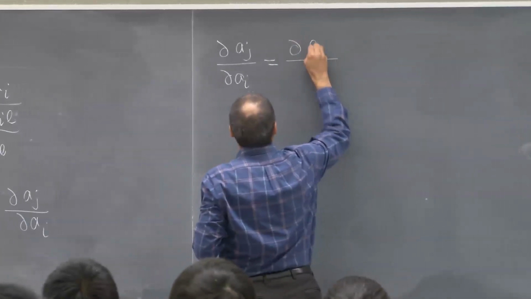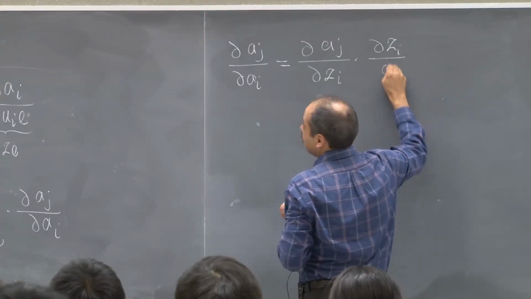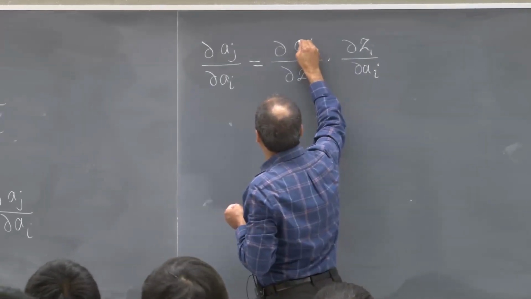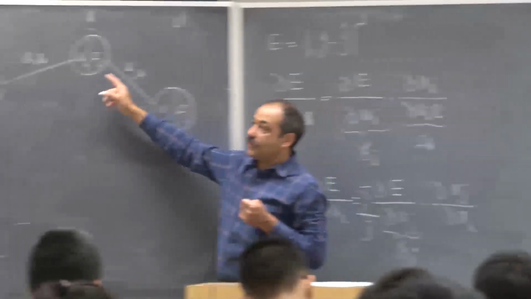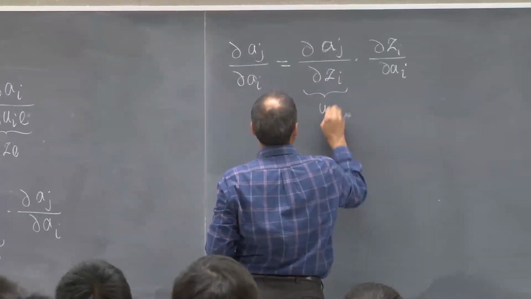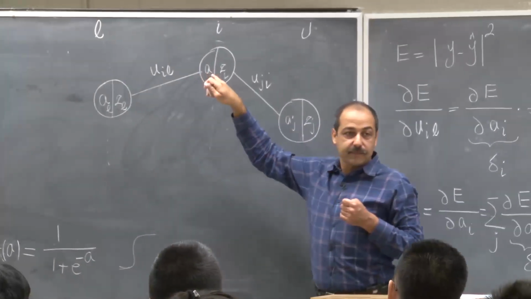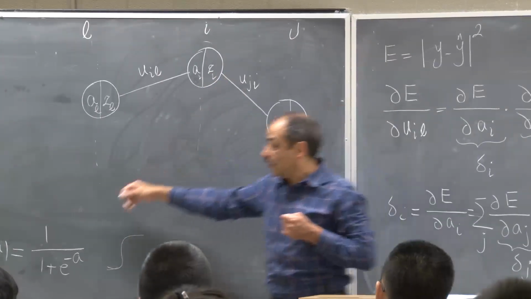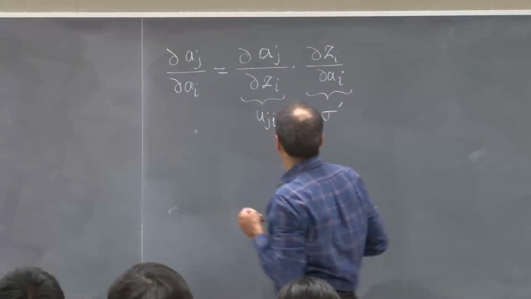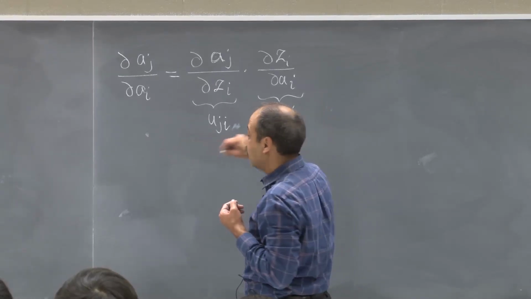But I can write it this way: the derivative of AJ with respect to ZI times the derivative of ZI with respect to AI. And the derivative of AJ with respect to ZI is UJI. What about ZI with respect to AI? It's the derivative of sigma, because ZI is just sigma of AI. So this is sigma prime of AI.